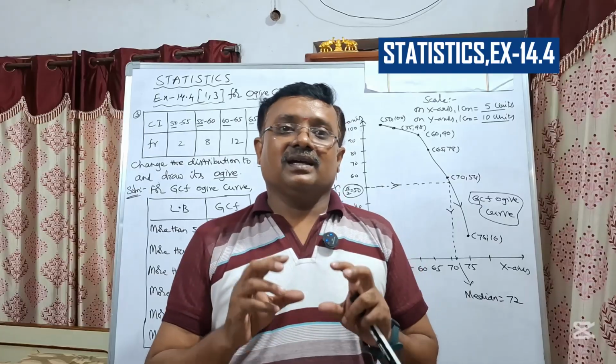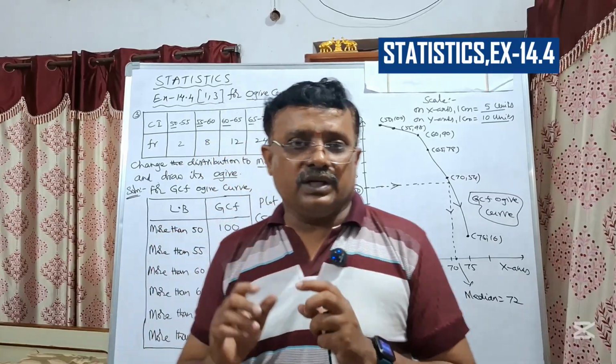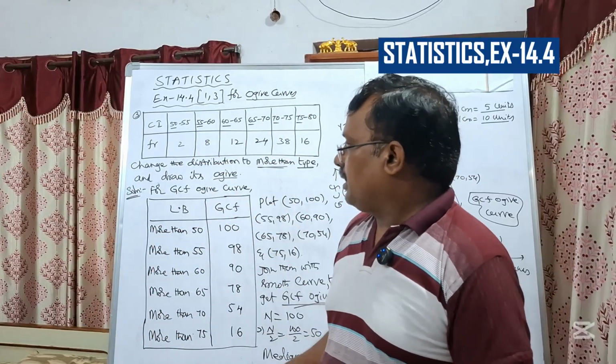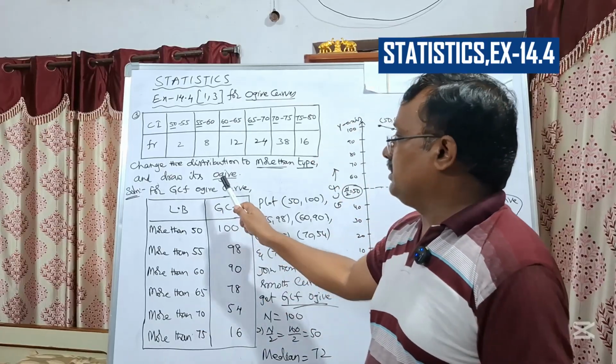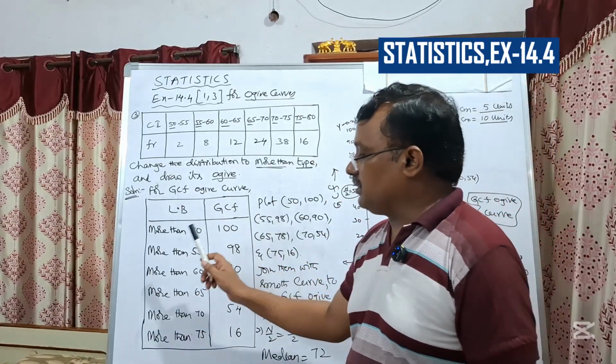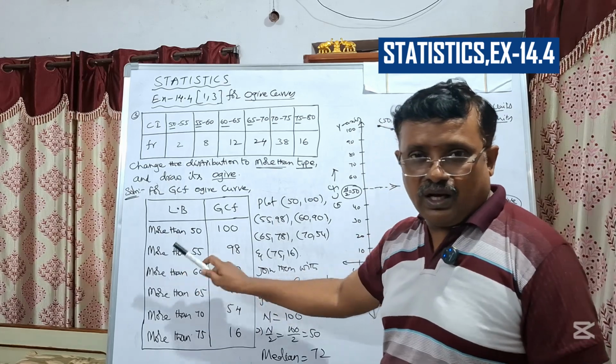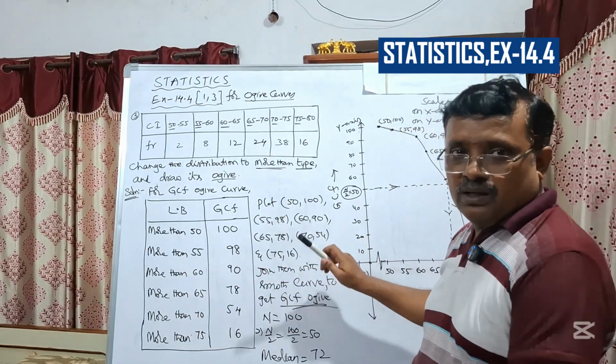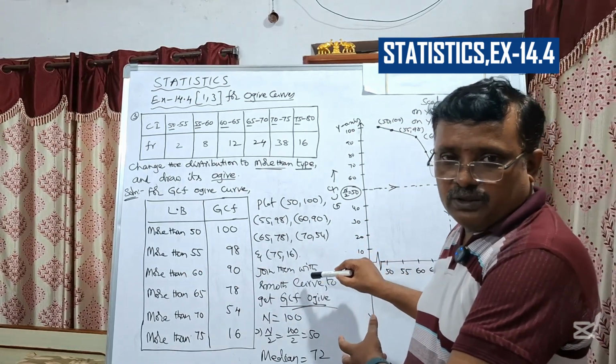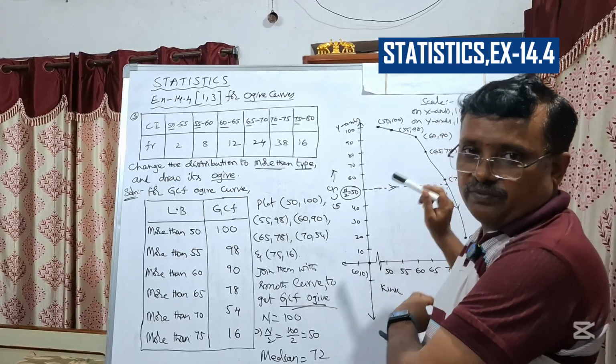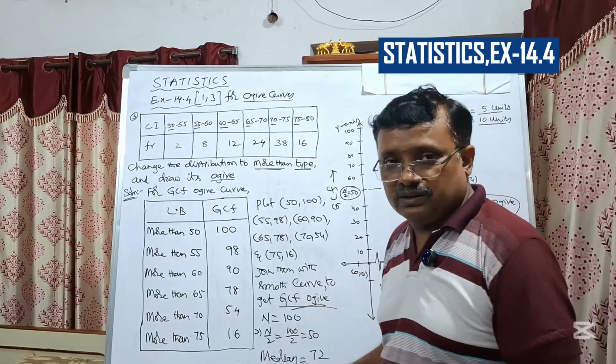For any frequency distribution table, you can draw the ogive curves by converting them into less than type or more than type using their respective points. From the graph you can find out the median also.